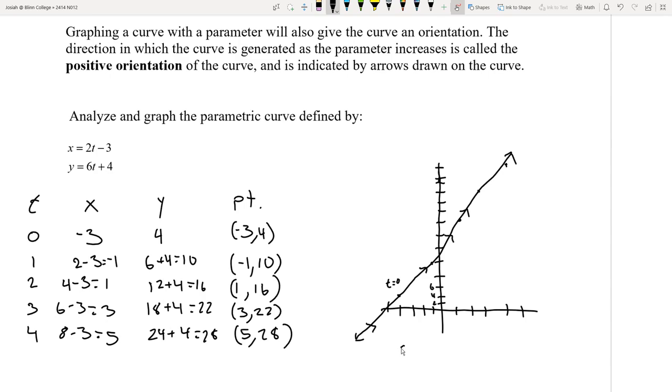We can see here that we have a slope. We just use our slope formula, and when we do that, we get 6 over 2, so we get 3.